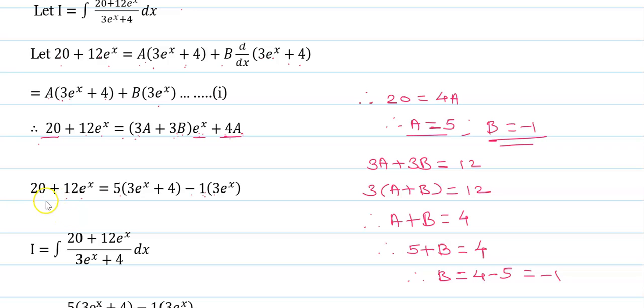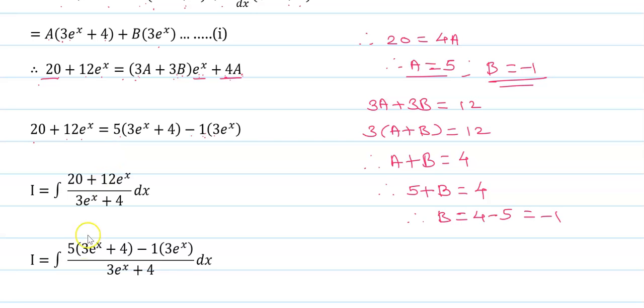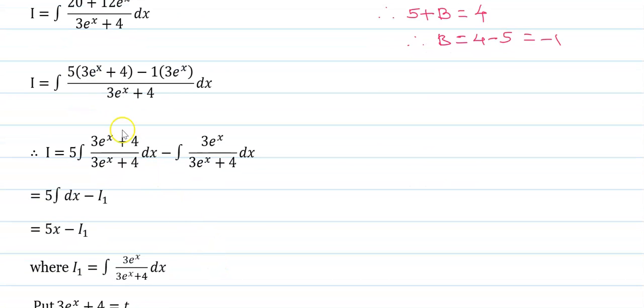Now 20 plus 12 e raised to x can be written as 5 in bracket 3 e raised to x plus 4, minus 1 in bracket 3 e raised to x, upon 3 e raised to x plus 4, into dx. Therefore I is equal to the integral of 5, which is the constant, times 3 e raised to x plus 4 upon 3 e raised to x plus 4 into dx. Both have the same numerator and denominator, so you will get the integral of 1 dx only. Next, minus the integral of 3 e raised to x upon 3 e raised to x plus 4.